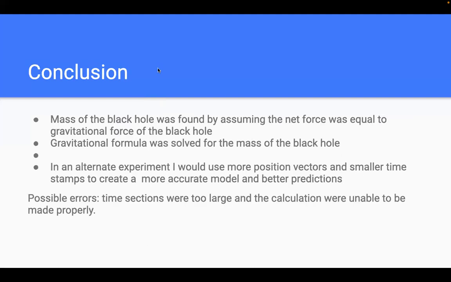Conclusion. The mass of the black hole was found by assuming the net force was equal to the gravitational force of the black hole. The gravitational formula was solved for the mass of the black hole. In an alternate experiment, I would use more position vectors and smaller timesteps to create a more accurate model and better predictions. Possible errors could be that the time sections were too large and the calculations were unable to be made precisely. Thank you.